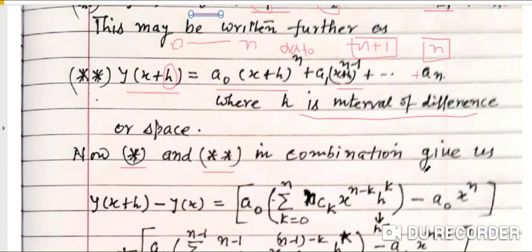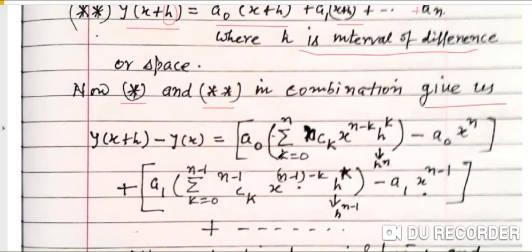So these two polynomials in combination, what are they providing us? Let us see. In combination means we are having here subtraction. The process of subtraction is taking place.